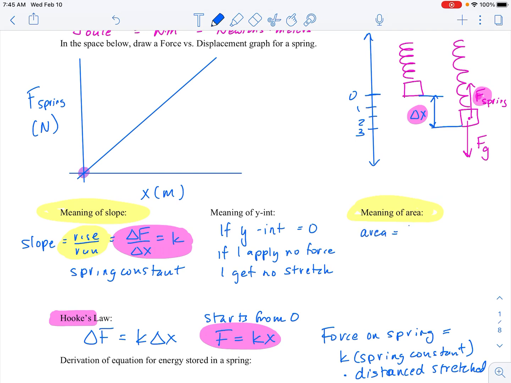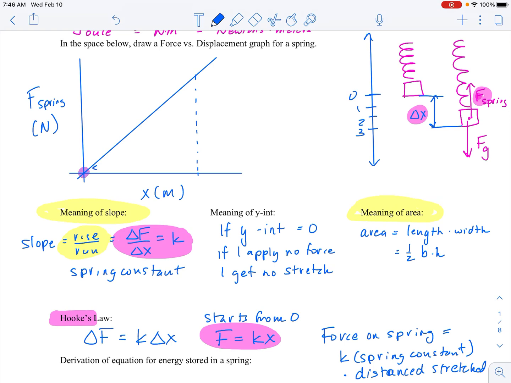Area is length times width, if I had a rectangle. Here I don't have a rectangle. If I were to find the area under this line, it would be a triangle.